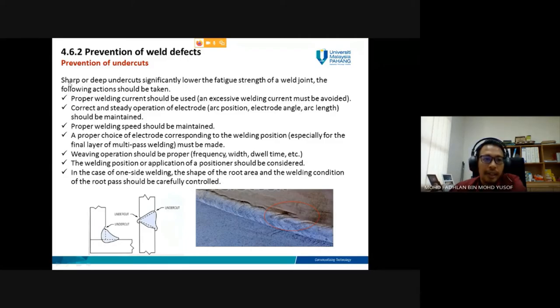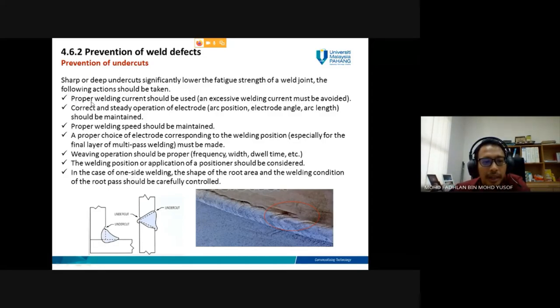So let's see this. Sharp or deep undercut significantly lower the fatigue strength of a weld joint. Okay, so kenapa kita katakan sebagai fatigue strength, dia akan lower down fatigue strength? Disebabkan undercut ni akan bertindak sebagai crack tip. Di situlah akan bermulanya crack propagation. Okay, dia akan mula dengan crack tip dan kita kenakan cyclic loading lagi, crack tip tu akan propagate pada satu keadaan tertentu.